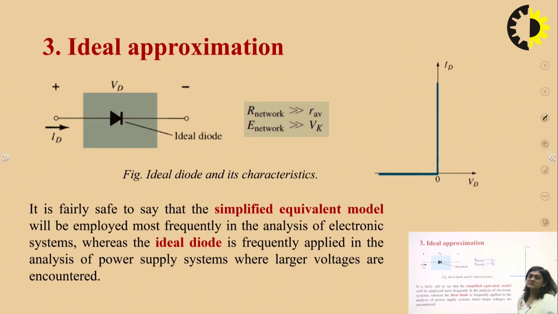After that, the ideal approximation is there. So in this ideal diode, we have seen R network is there. R network means the total equivalent resistance of all the resistances that are included in this network circuit. RAB is the resistance of the diode. So if the R network is greater than the RAB, we can ignore the RAB resistance.